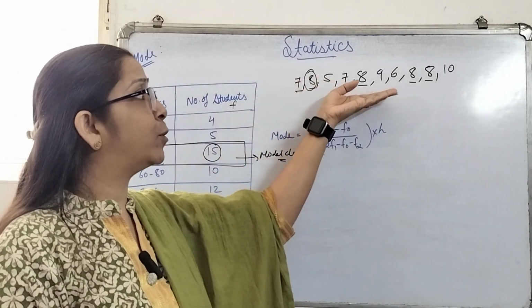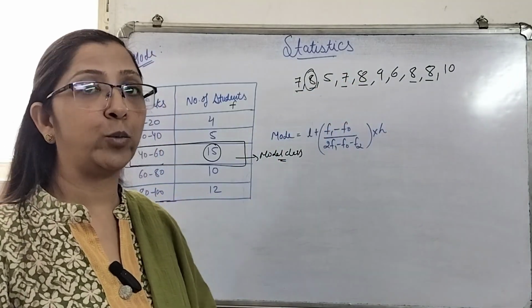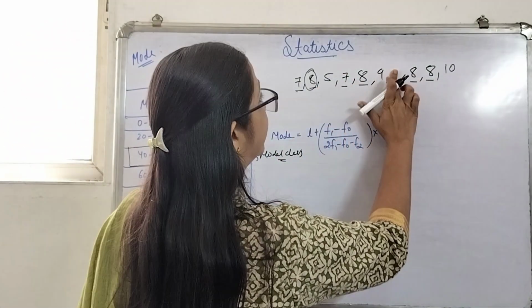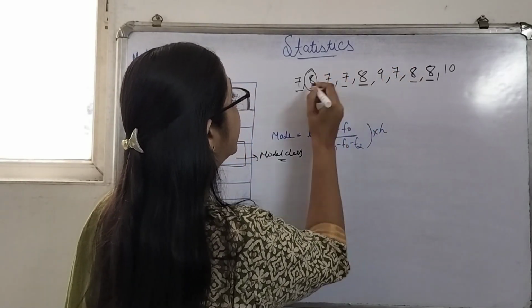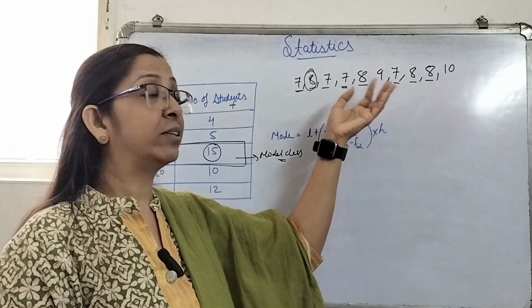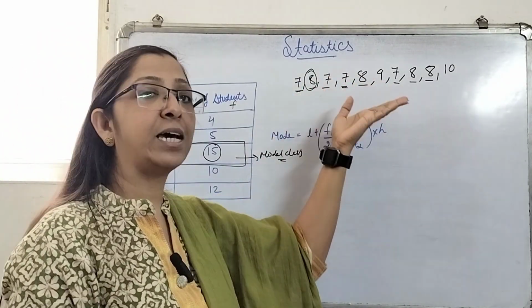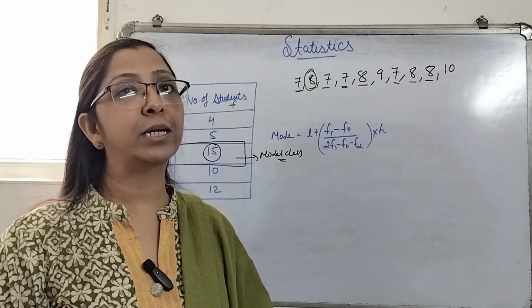Over here it could even be possible that there are 2 numbers which have the same frequency. Suppose instead of 6 here, it is 7 again, and it is even 7. So 7 is also coming 4 times. Such observations, when we have 2 observations having the maximum frequency, are known as multi-modal classes.